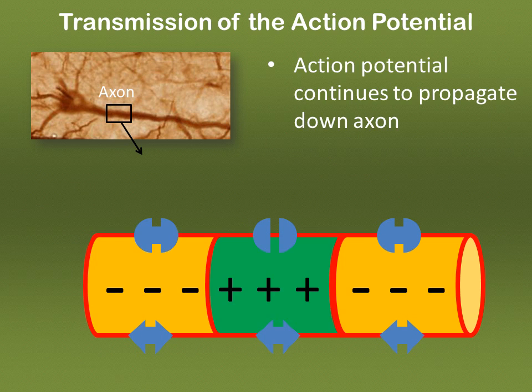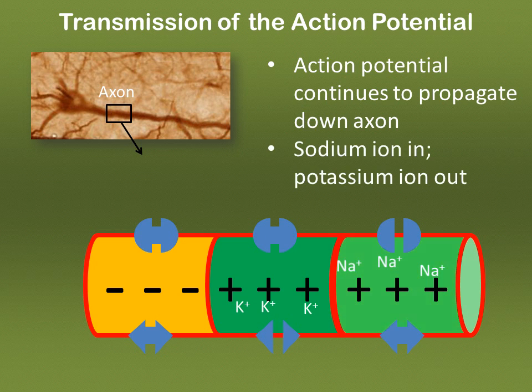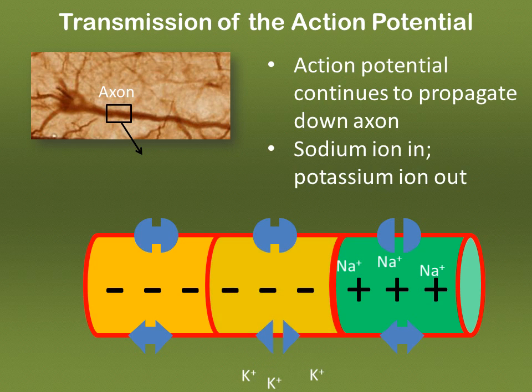This is going to stimulate the next section to open a sodium channel, flip the switch, and then the previous section removes potassium and goes back to a resting negative potential. And in this way, the action potential is propagated down the axon one section at a time, with sodium coming in to generate the action potential and potassium leaving to restore it back to its negative resting state.